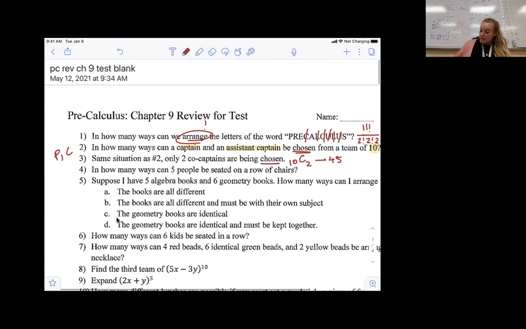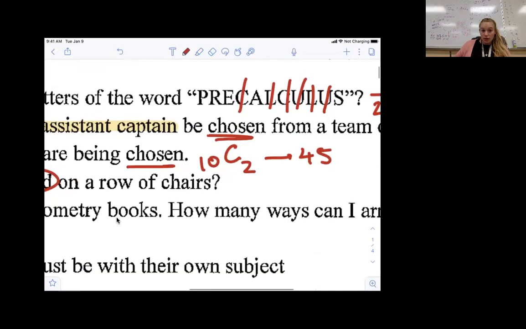Number 4 is another being seated or arranged. They're in a row, that's a line, so that's just 5 factorial.